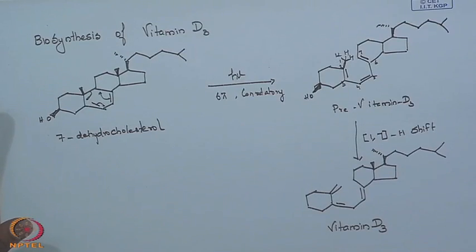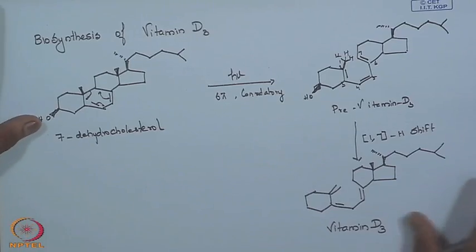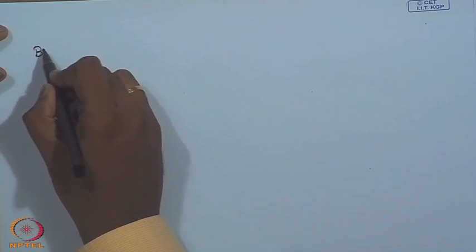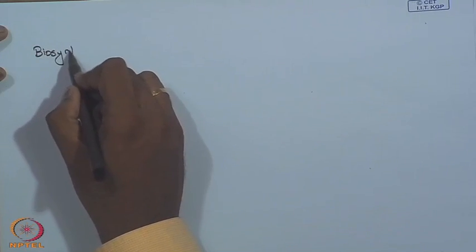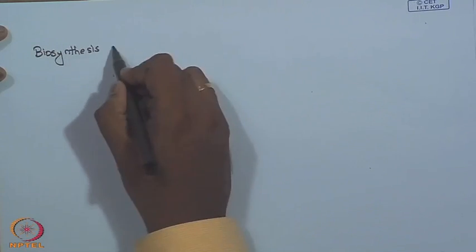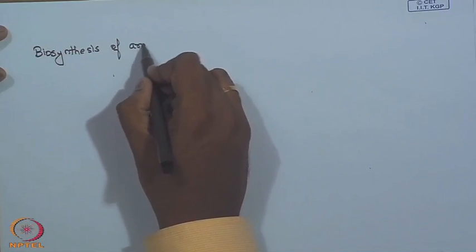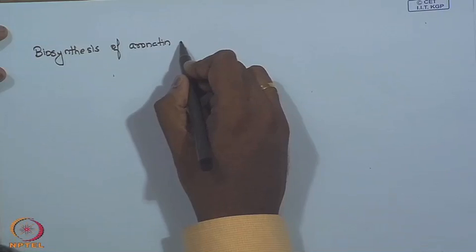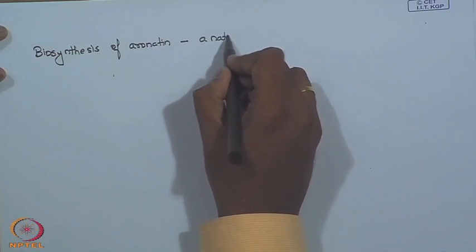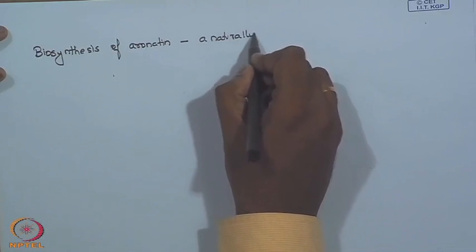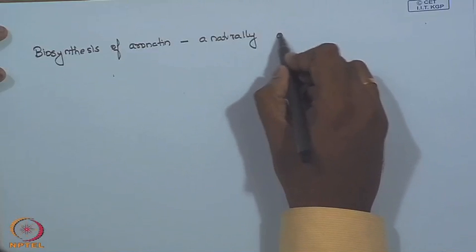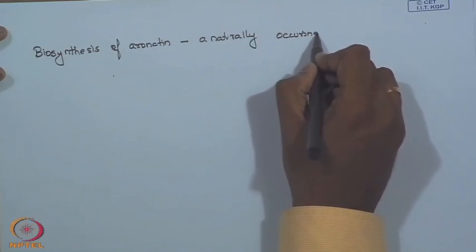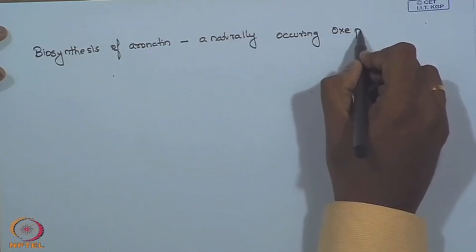Let's see one more nice example. This you heard about. I think you have studied this in the class on biosynthesis, right? So you have studied the biosynthesis of aranotin. It's a naturally occurring oxepine, right?